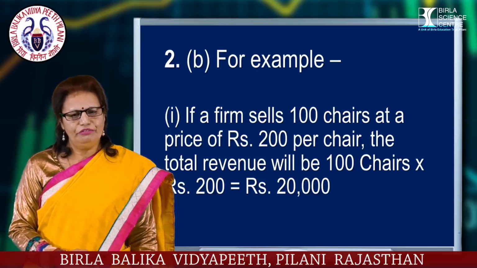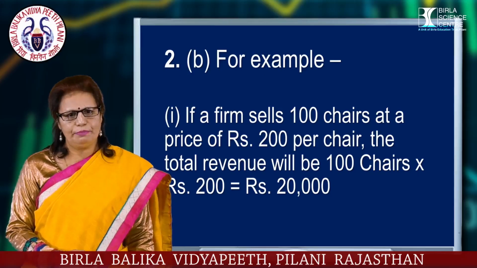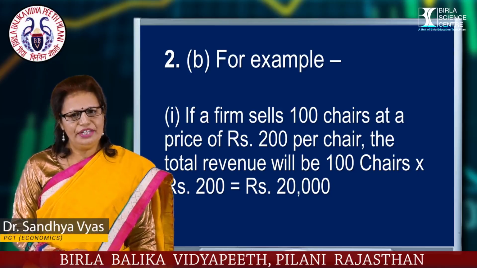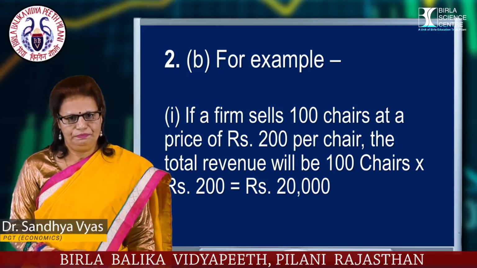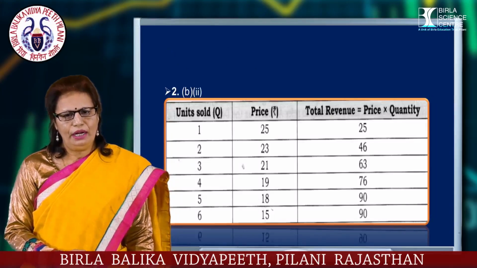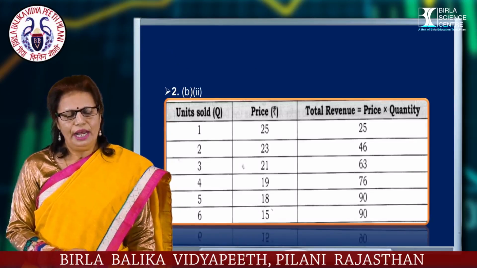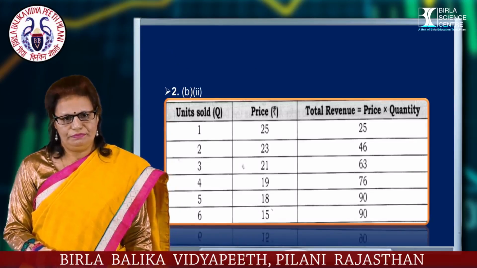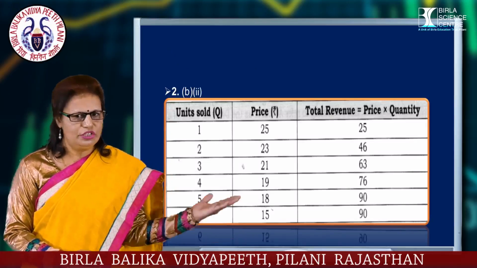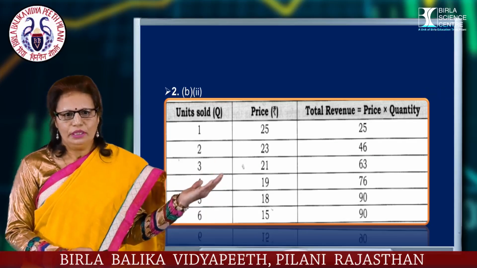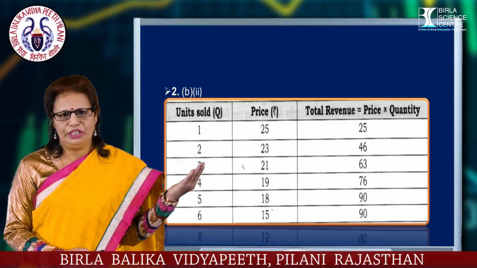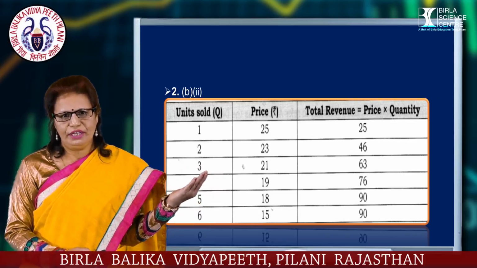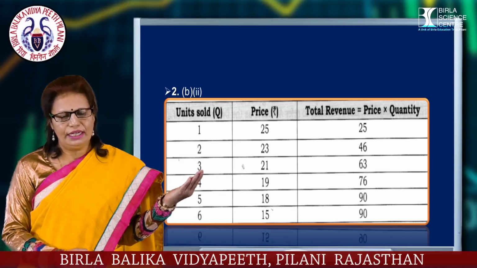For example, if a firm sells 100 chairs at a price of rupees 200 per chair, the total revenue will be 100 chairs multiplied by 200, and we get rupees 20,000. So as you can see in the schedule, units sold are given, price is given and total revenue is being shown. 1 into 25 that is 25, 6 into 15 that is 90.